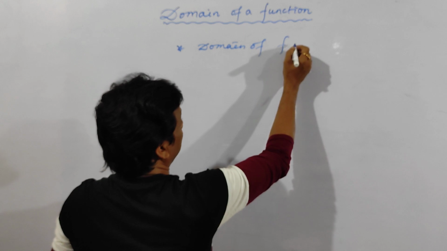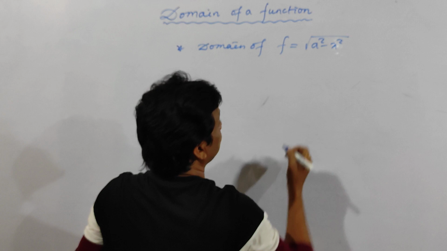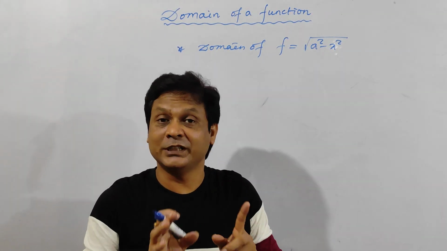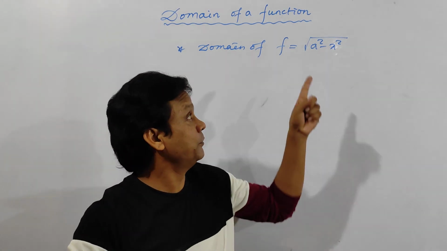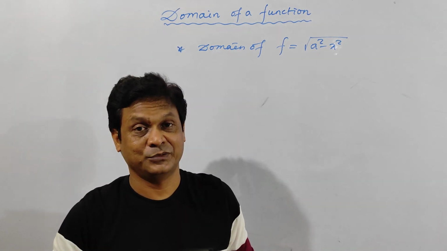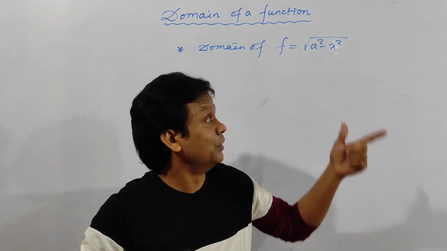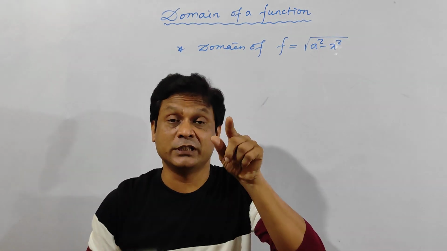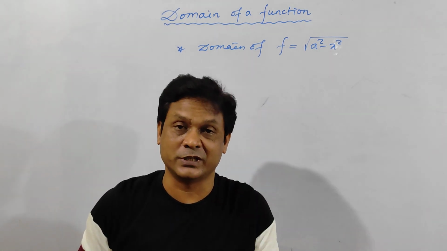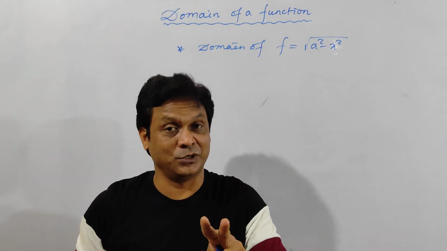Domain of f is equal to root over a square minus x square, and it is in the numerator, not in the denominator. If the function is in the numerator and a root is there, then the expression under the root cannot be negative, because the square root of a negative is imaginary. It should be real, so it should be positive or 0. Since it is in the numerator, it can be 0 also.